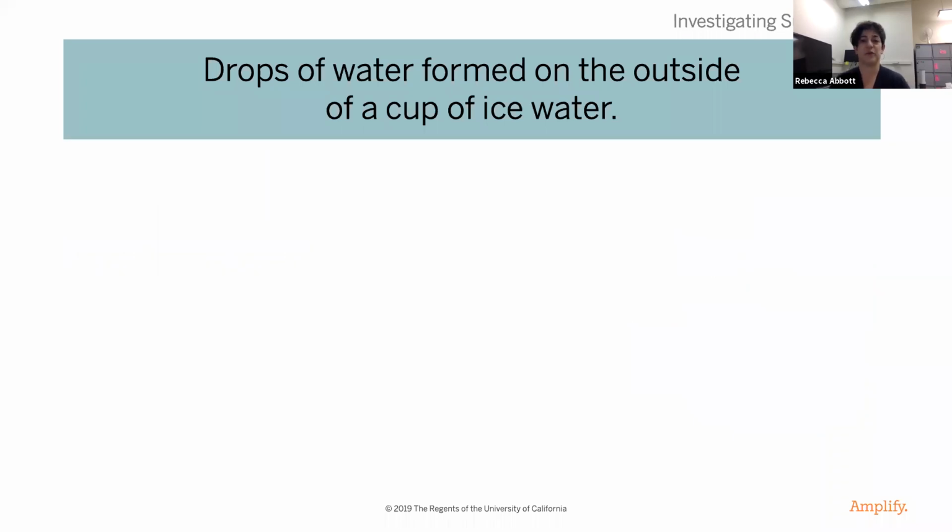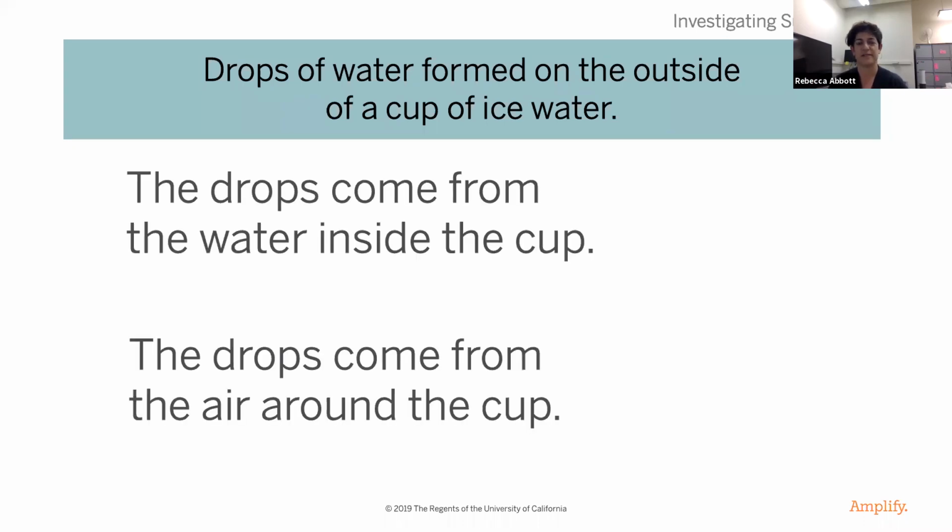And so that's fine. We found a phenomenon. We observed something and we noticed something. This is something that's slightly smaller than the anchor phenomenon. Water drops formed on the outside of a cup of ice water. So what evidence can we find to answer this question of whether drops of water come from the water inside the cup, or do the drops of water come from the air outside of the cup? They have lots of ideas. Students can provide as much agency in this investigation as the teacher would like to choose.